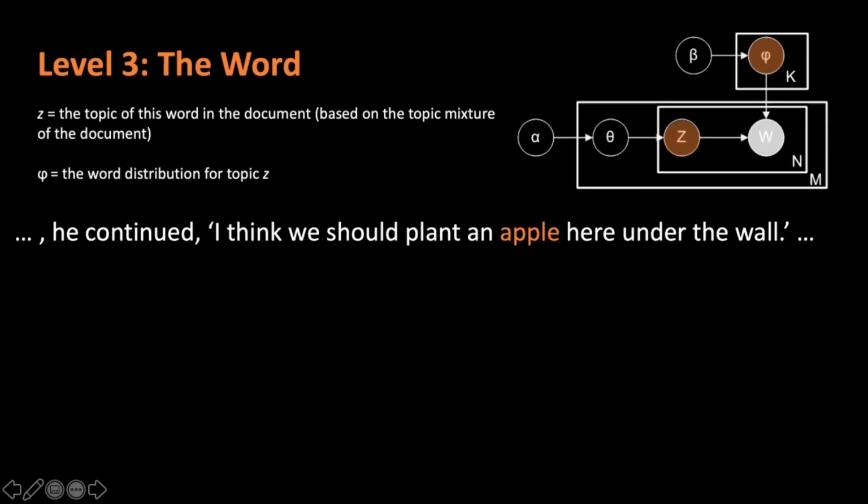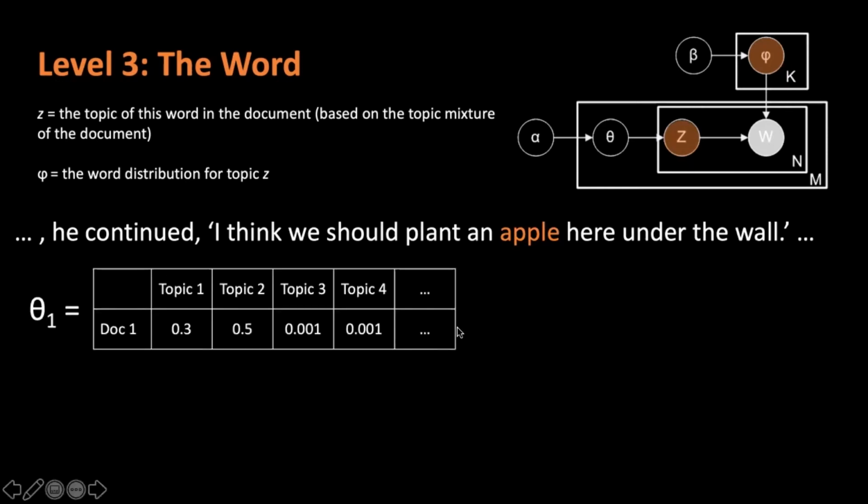Okay, so let me give you a tangible example of how it would do this. So hopefully this will make sense. Let's say you've been scanning along through the corpus and you've come to this particular sentence, this particular fragment of a document. Blah, blah, blah, blah, he continued. I think we should plant an apple here under the wall. So the model's arrived at this word apple.